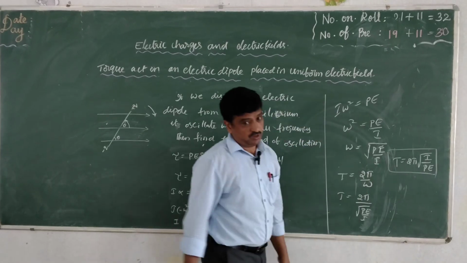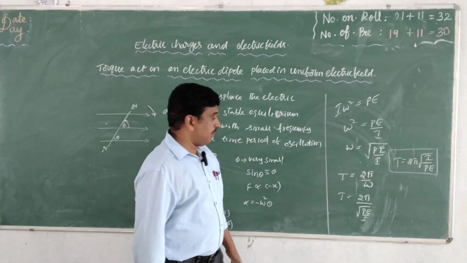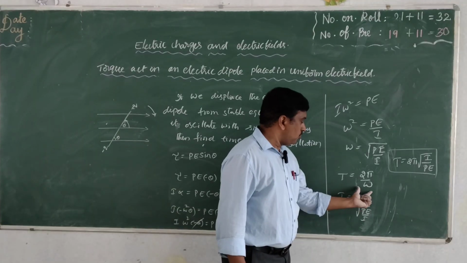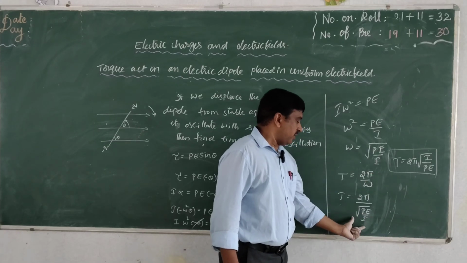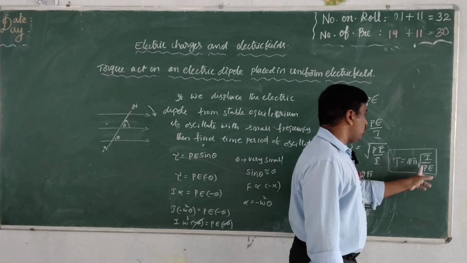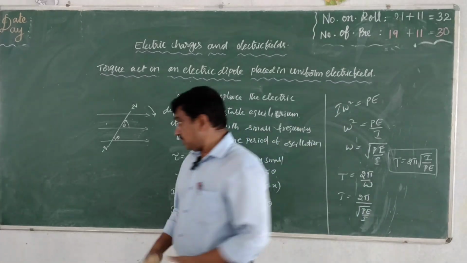Actually, time period equal to 2 pi by omega. Time period equal to 2 pi by omega. Omega means this value, root of PE by I. We can write time period equal to 2 pi into root of I by PE.